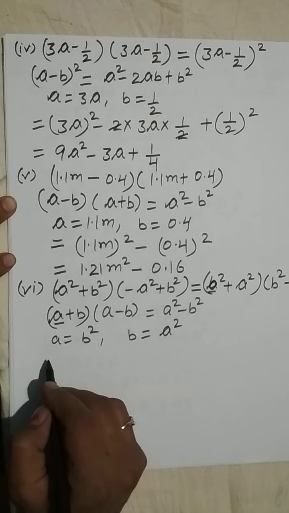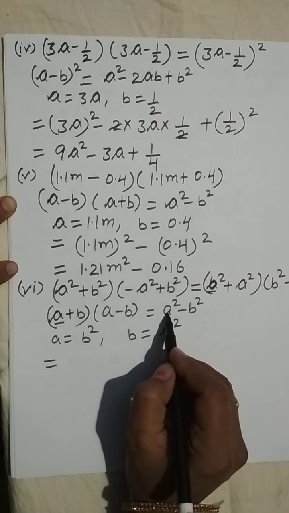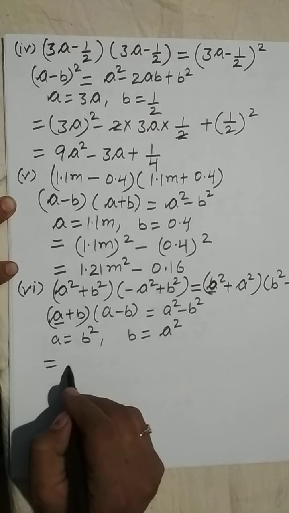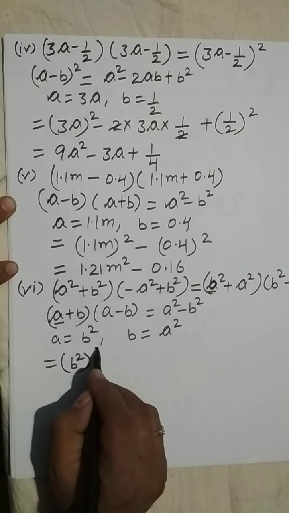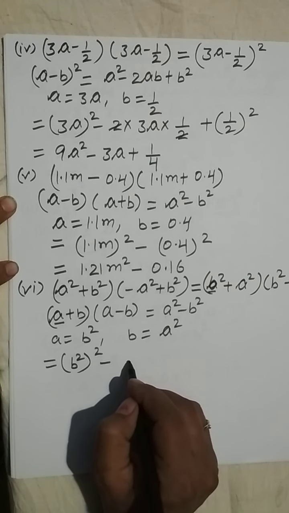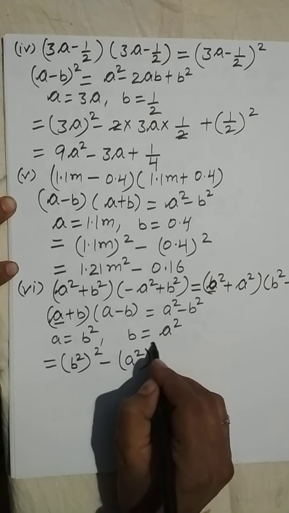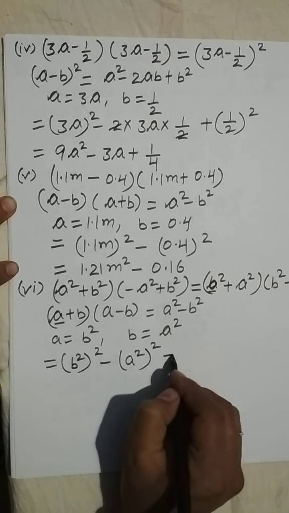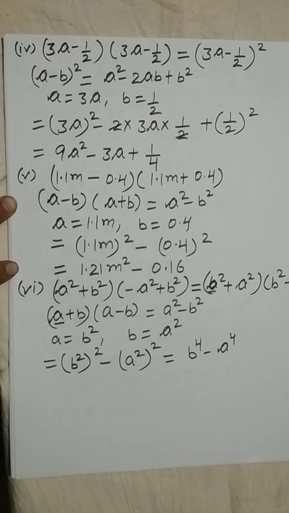Now simply put the values. The value of a is b square, so it is the square of b square, minus the value of b, which is a square, so it is the square of a square. This can be further written as b raised to power 4 minus a raised to power 4, which is the required answer.